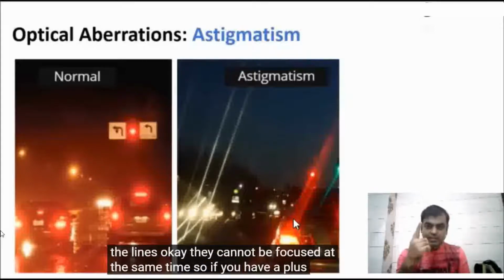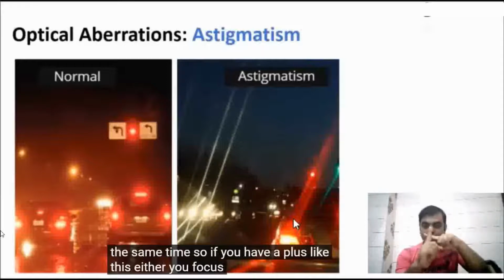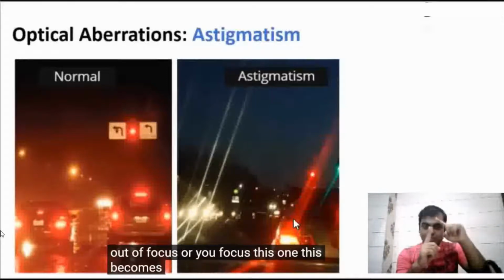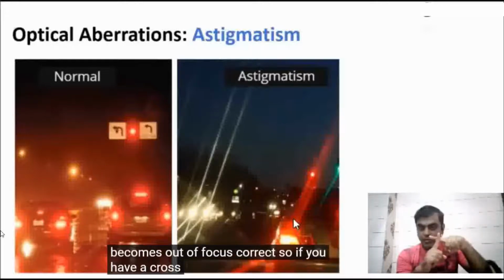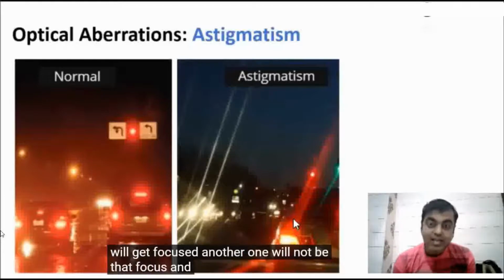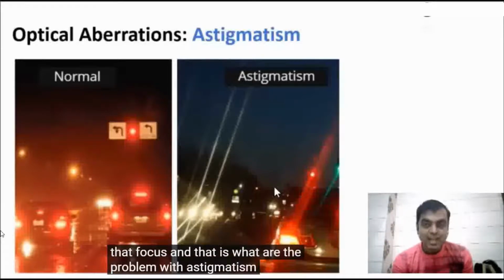So if you have a plus like this, either you focus this one and this is out of focus, or you focus this one and this becomes out of focus. Correct. So if you have a cross like this, either of this will get focused and the other one will not get focused, and that is the problem with astigmatism.